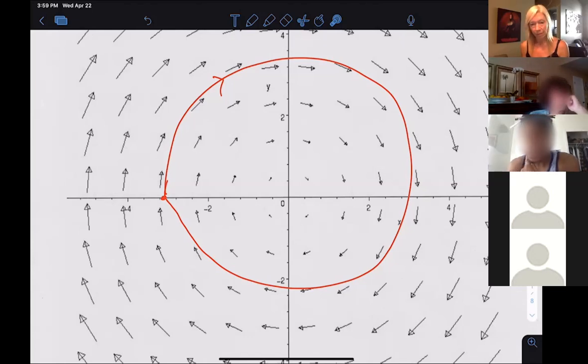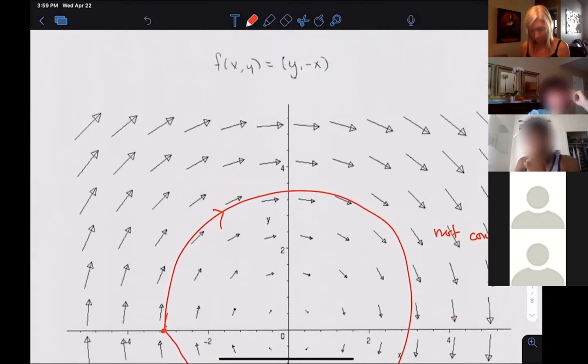So what's different about this vector field and the continuous vector field? Oh, it is continuous, but it's not conservative. So this one is not conservative. Can we see the vector field equation? Sure. Yeah, and so if you try to do that, let's see.